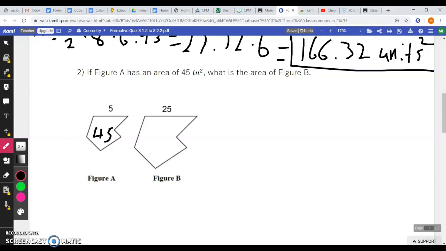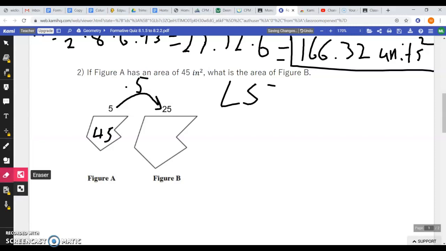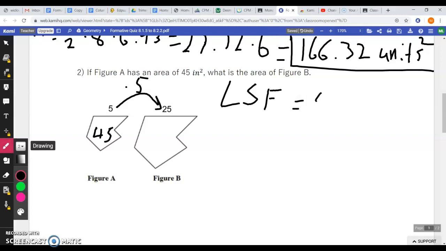All right. And so if this side length is going from 5 to 25, that is a linear scale factor of 5 because the multiplier needs to be 5. 5 times 5 gives me 25. So the linear scale factor is equal to 5 because that's the growth of our sides.